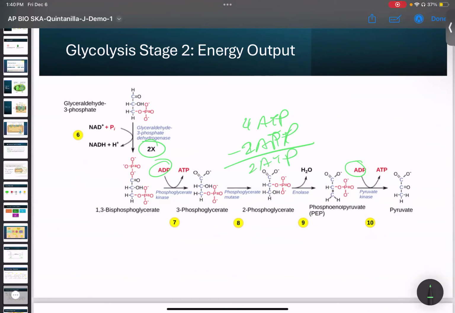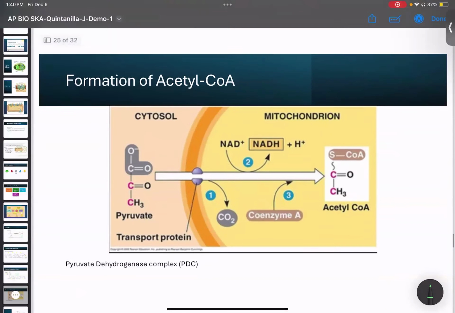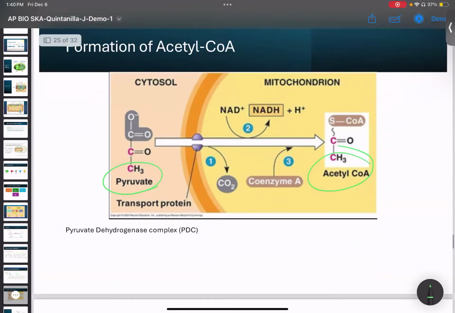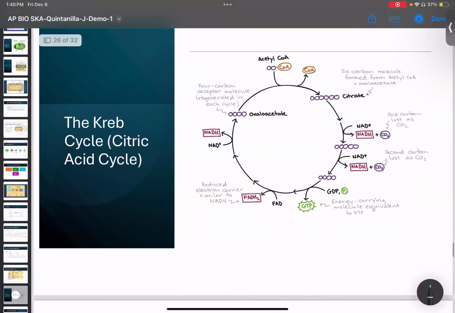Okay. Now, the formation of acetyl-CoA is simply pyruvate being metabolized by coenzyme A and NAD to produce acetyl-CoA. Acetyl-CoA then goes inside the Krebs cycle and interacts with oxaloacetate to undergo the different transformations of the different intermediates that take place inside the citric acid cycle.